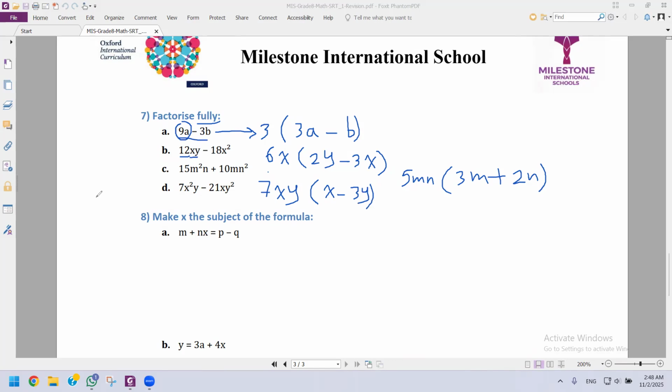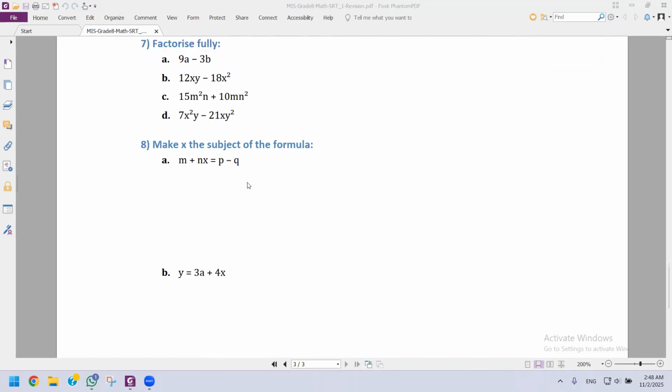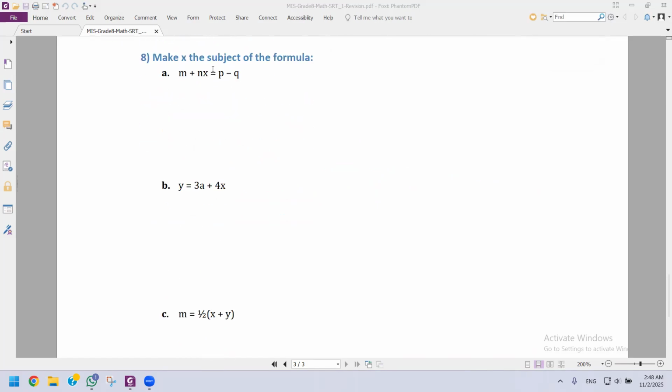So it's factorized fully. Then, this last question. Last question, make x the subject of the formula. What does that mean? That x, I need it to be alone. I need it to be x equal to the other parts.